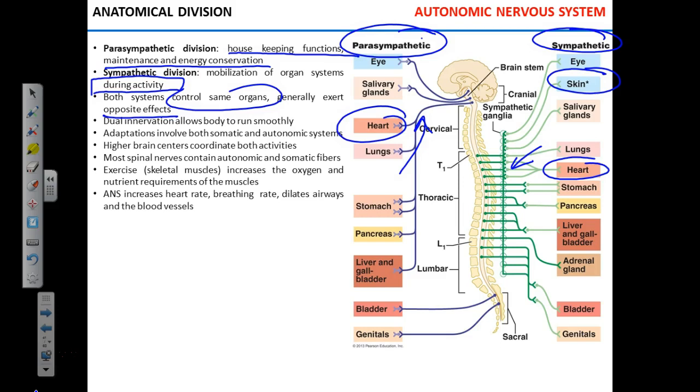And that's going to happen practically with every organ. If the parasympathetic system activates something, the sympathetic will deactivate, inhibit it, and vice versa. Does that make sense? Obviously, the great example of the body running smoothly is the heart. It's probably the greatest example of cooperation between sympathetic and parasympathetic.